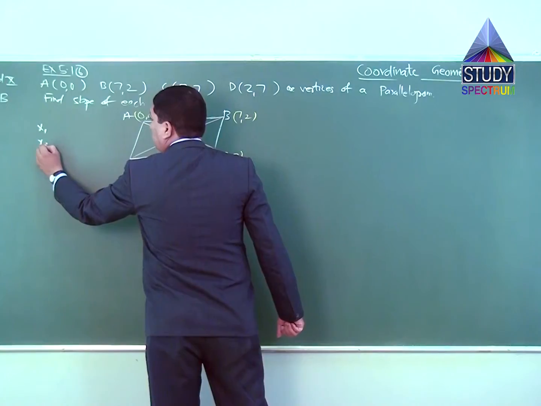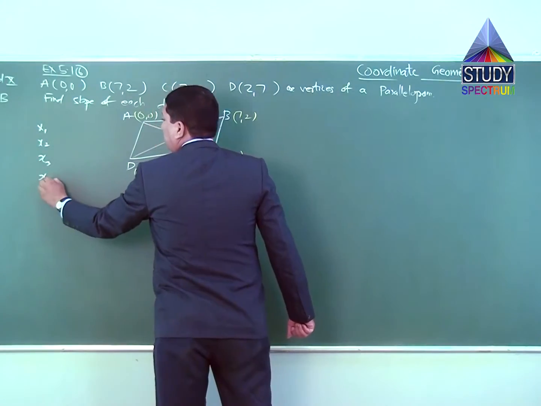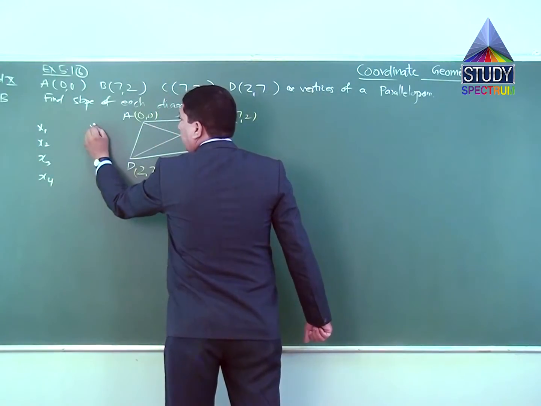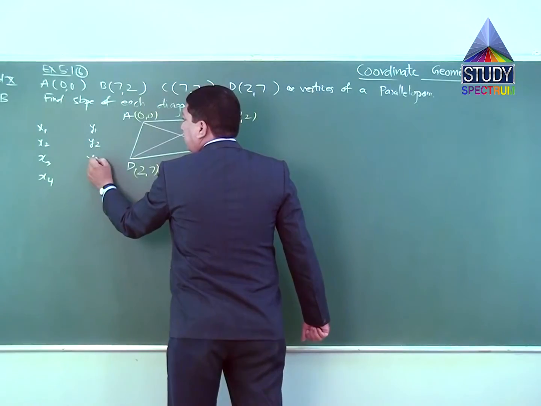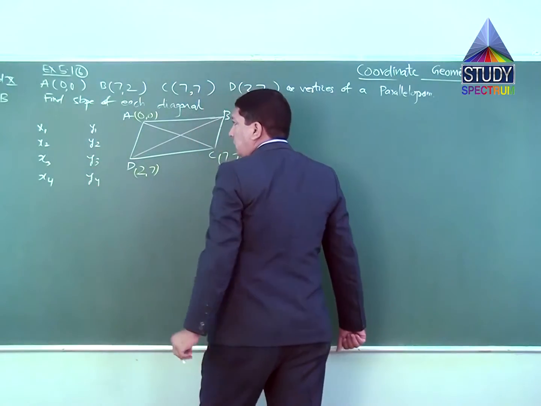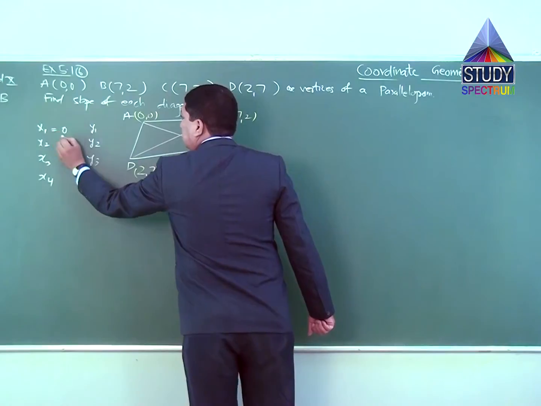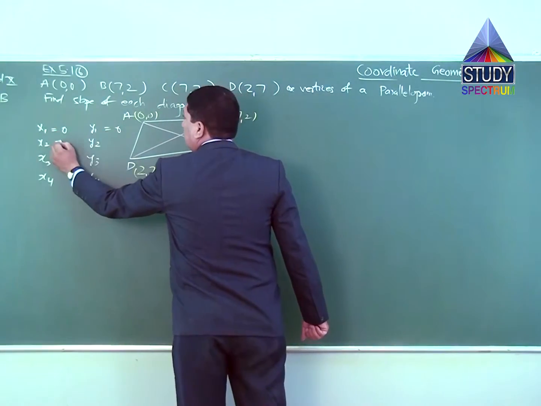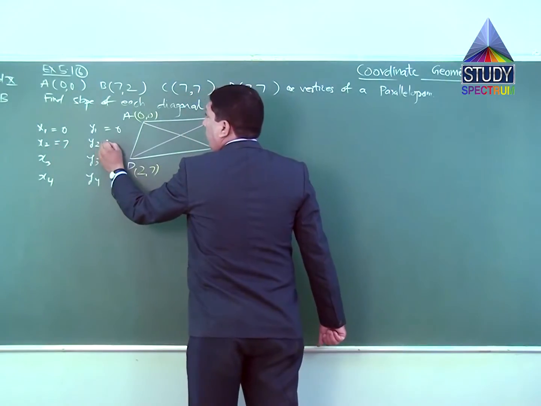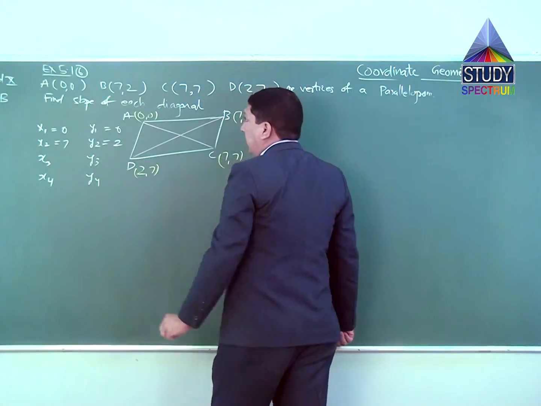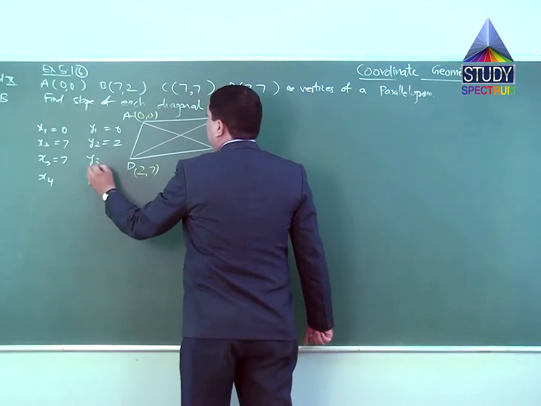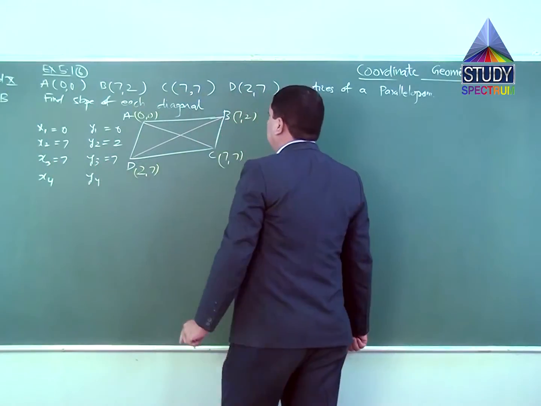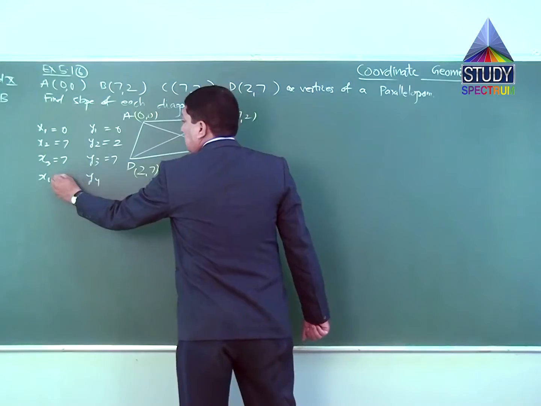x1, x2, x3, x4, y1, y2, y3, y4. x1 is 0, y1 is 0, x2 is 7, y2 is 2, x3 is 7, y3 is 7, x4 is 2, y4 is 7.